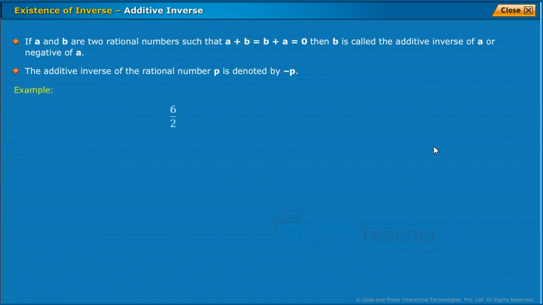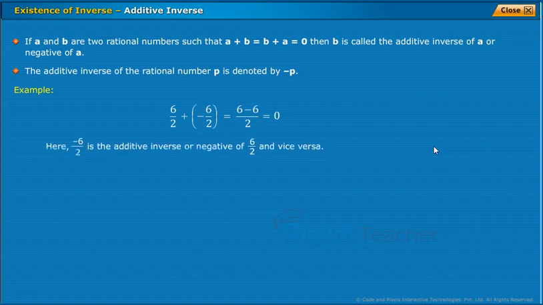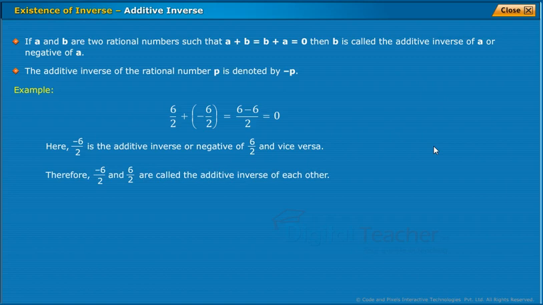Example: 6/2 plus minus 6/2 equal to 6 minus 6/2 equal to 0. Here minus 6/2 is the additive inverse or negative of 6/2 and vice versa. Therefore, minus 6/2 and 6/2 are called the additive inverse of each other.